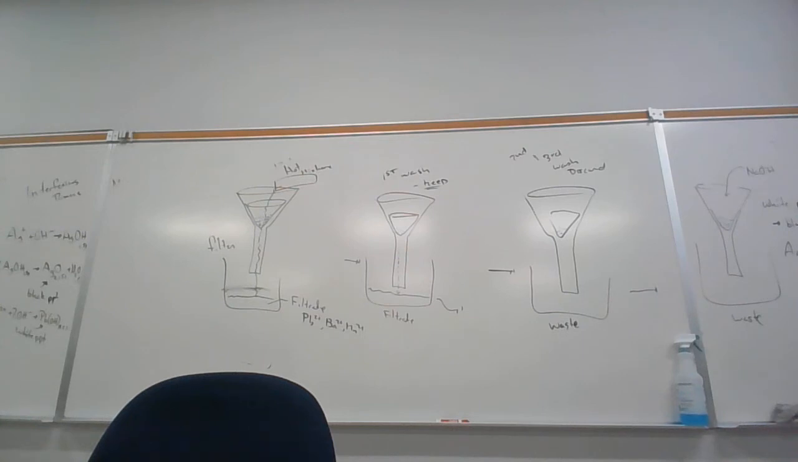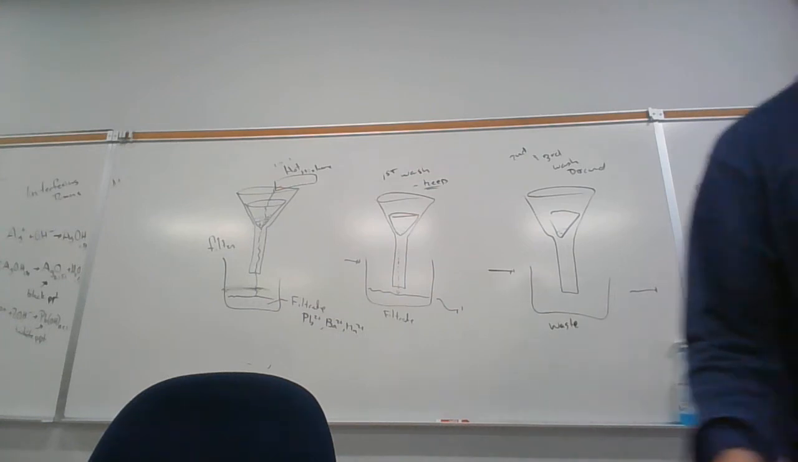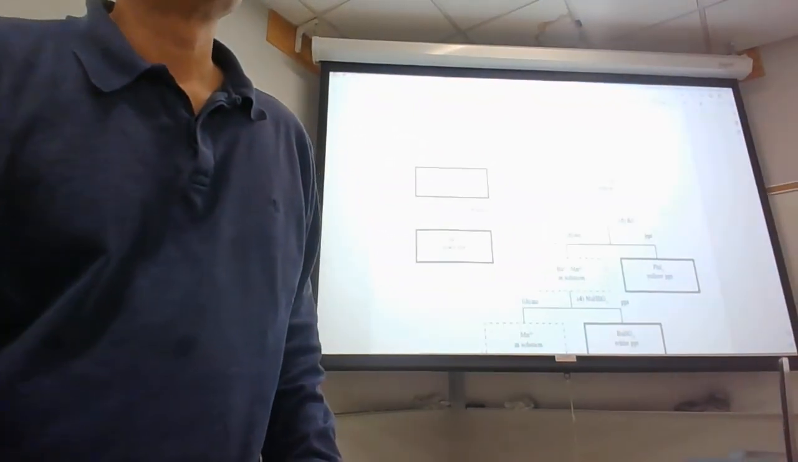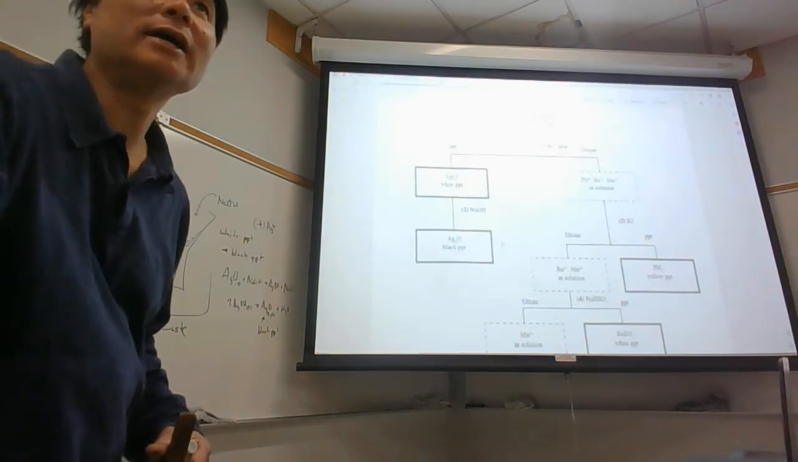Once you get it all to dissolve and we have a nice clear solution, we're going to add potassium iodide. And potassium iodide is going to be used in our next separation. We're going to precipitate out lead-2 iodide. So how much potassium iodide do I need to add?